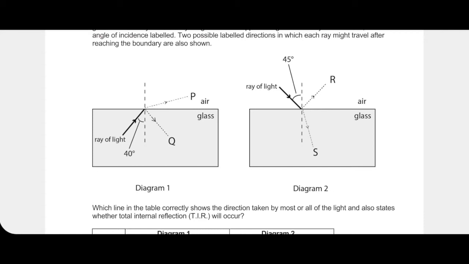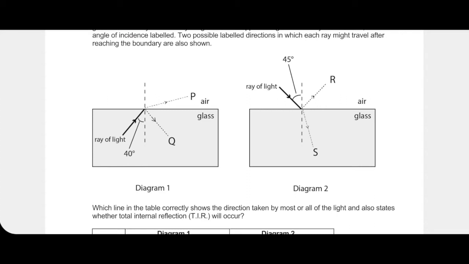Now, we are also able to determine that Q is not an option for the direction of the light at the boundary. And now let's move on to diagram 2.